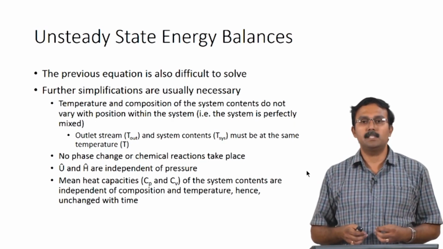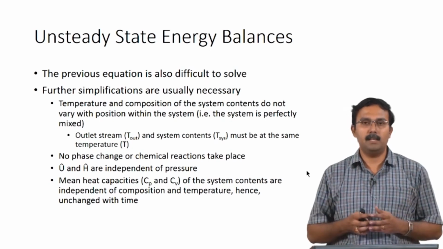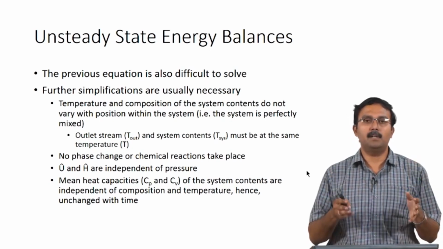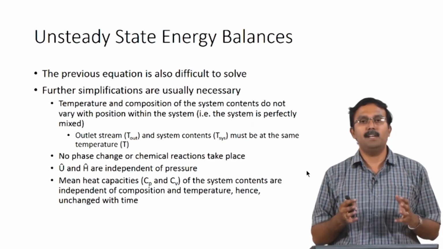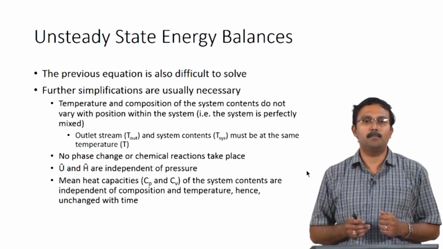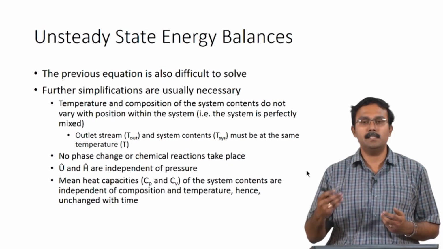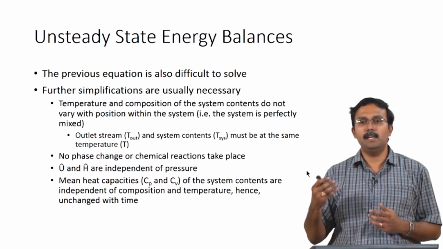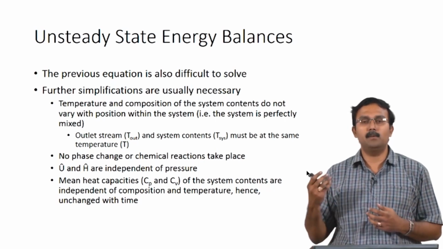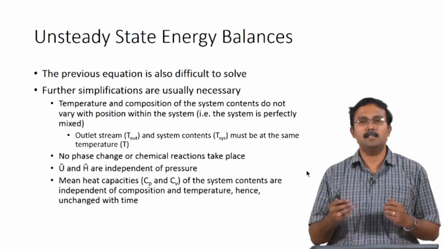Temperature and composition of the system contents should not vary with position within the system, that is, the system should be perfectly mixed. So, if you have a system, the spatial distribution should not be a factor when we are talking about temperature or composition. This means that the outlet stream temperature and the system temperature would be the same. So, your T out would be equal to T sys, and both of them would be equal to T, which is the general temperature for the outlet stream and the system.